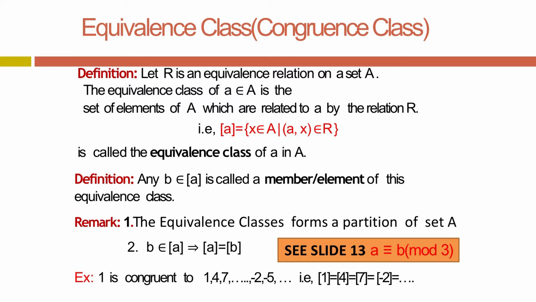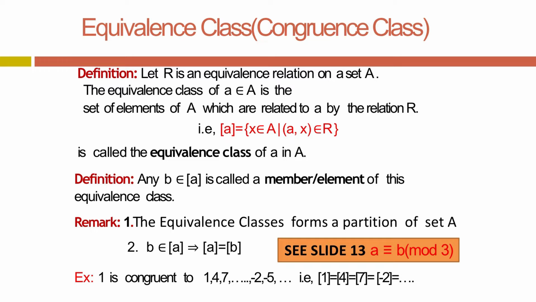Because without equivalence relation we cannot have equivalence class. So, what is equivalence class? Equivalence class is nothing but a partition. So, first of all we should know what is partition of a set.